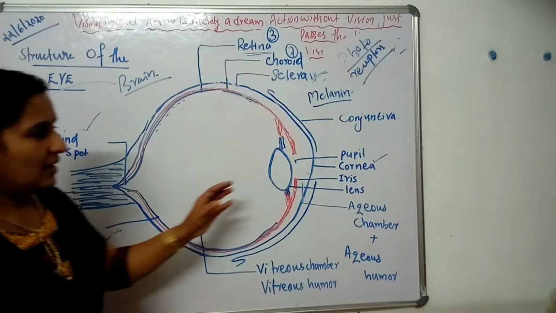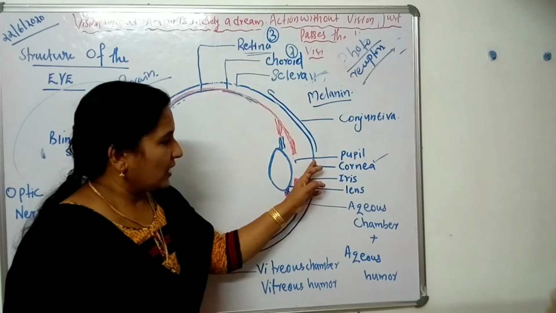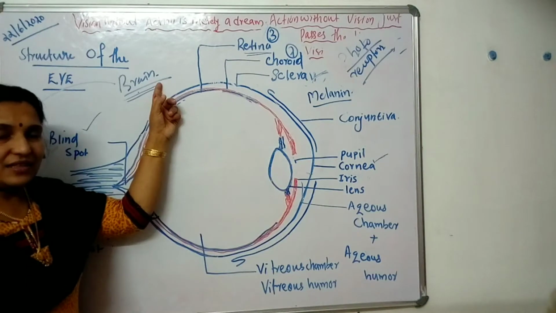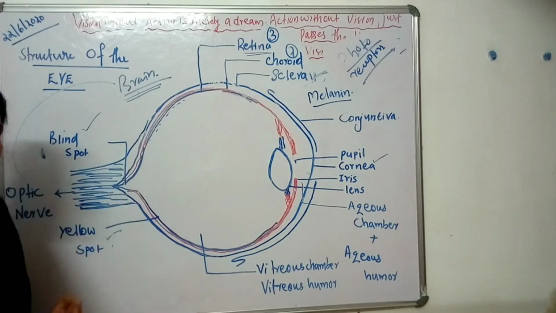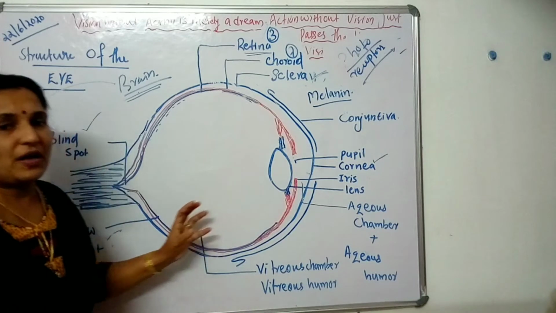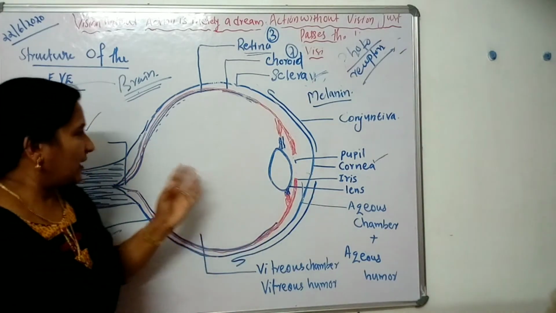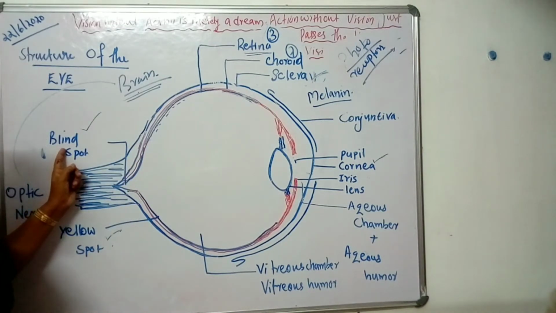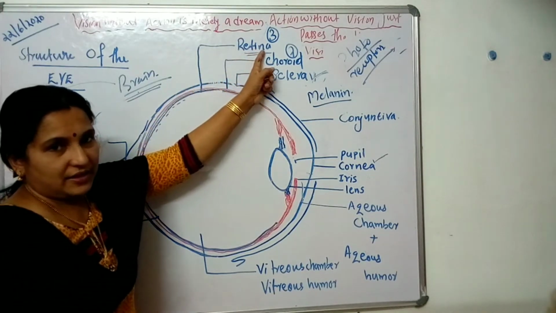That means light enters through the cornea and pupil to the lens. From the lens it forms a correct image and helps us to view things very clearly. About the functioning of each part of the eye, we can study in another session. Here we are talking about the yellow spot and blind spot. These two important parts are present in the retina.